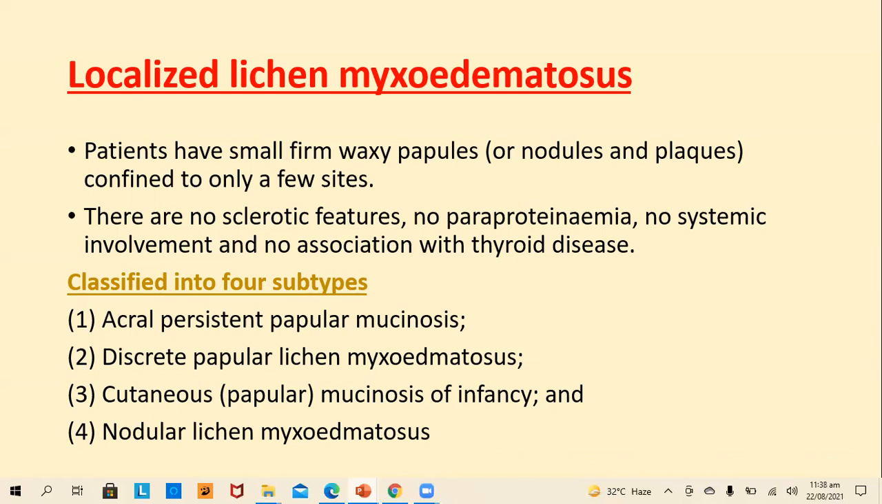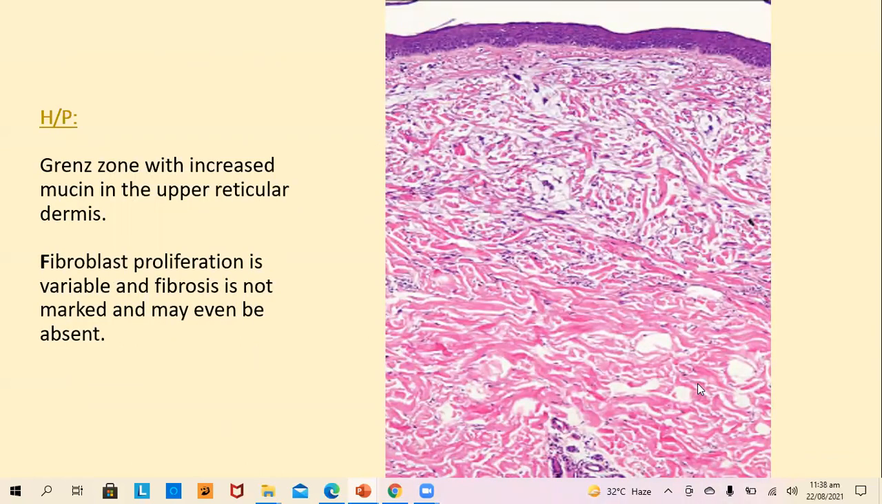This is further subclassified into 4 subtypes: acral persistent papular mucinosis, discrete papular lichen myxoedematosus, cutaneous papular mucinosis of infancy, and nodular lichen myxoedematosus. Histopathology is generally of a grenz zone, that is a normal zone between a normal epidermis and abnormal dermis, with increase in mucin that is seen in upper reticular dermis. The fibroblastic proliferation is variable, but fibrosis is not marked and may be absent.